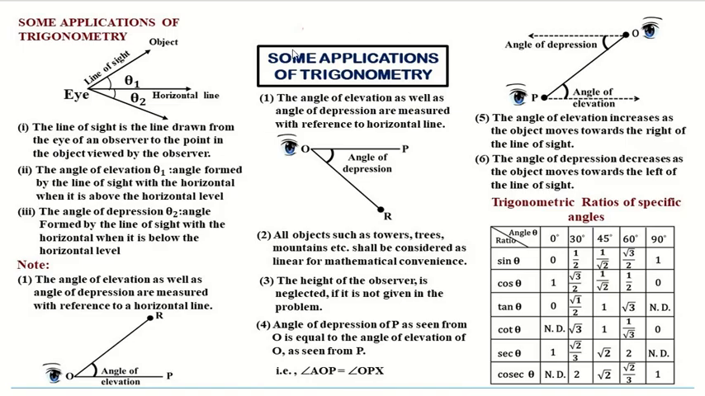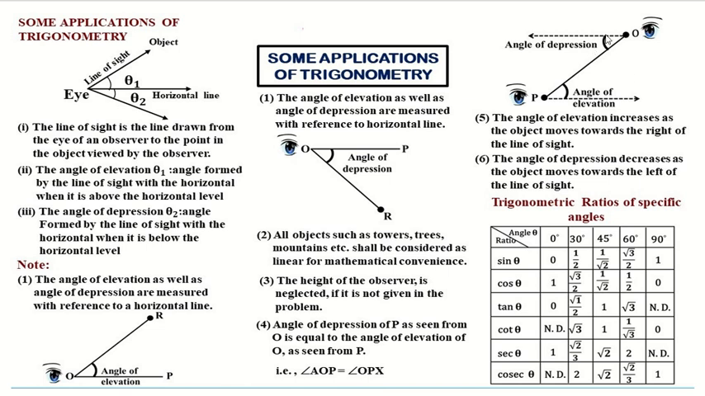Then we learnt about angle of elevation and angle of depression. Angle of elevation is the angle between the line of sight and the horizontal line, above the horizontal line. Angle of depression is the angle between the line of sight and the horizontal line, below the horizontal line. That is a thing you have to remember. If I'm looking from down to up, that is called angle of elevation. If I'm looking from top to bottom, that is called angle of depression.